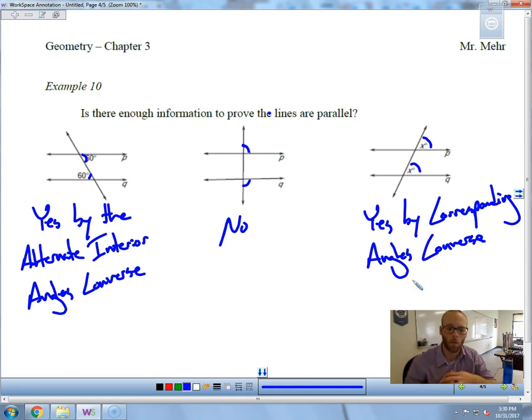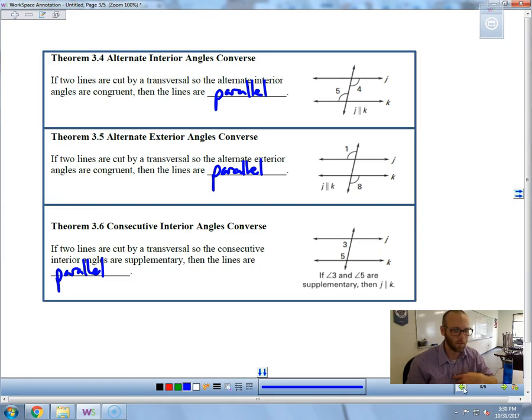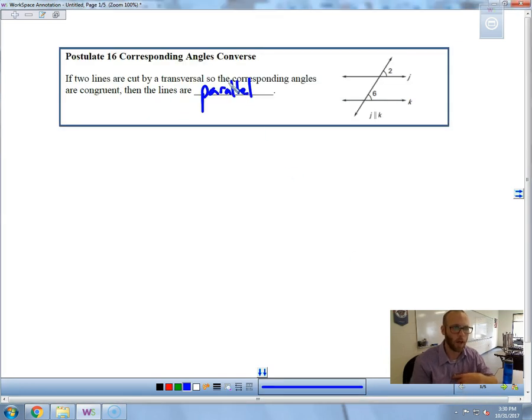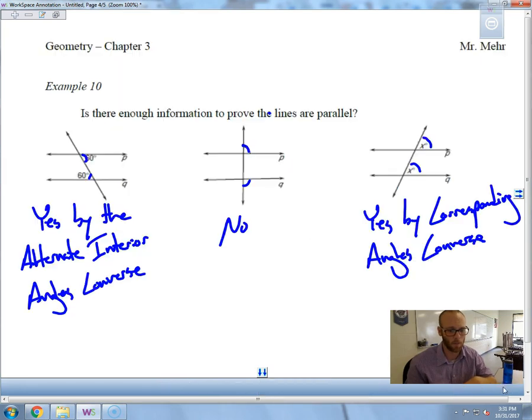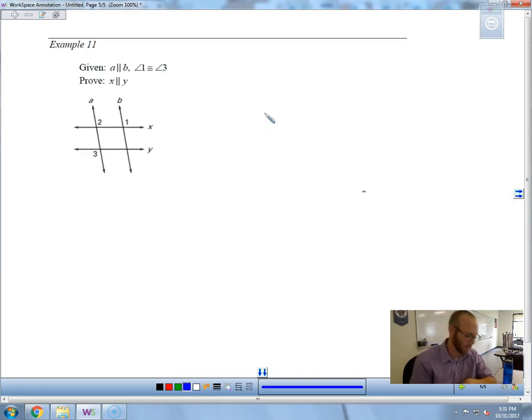We have to know, are we trying to show that the lines are parallel? Okay. If you look back, that's what we're trying to do here. Prove the lines are parallel. What do these three and that one all end with? Then the lines are parallel. Those are the converse. So if you're proving the lines are parallel, you're using the converse, not the original postulate or theorem.